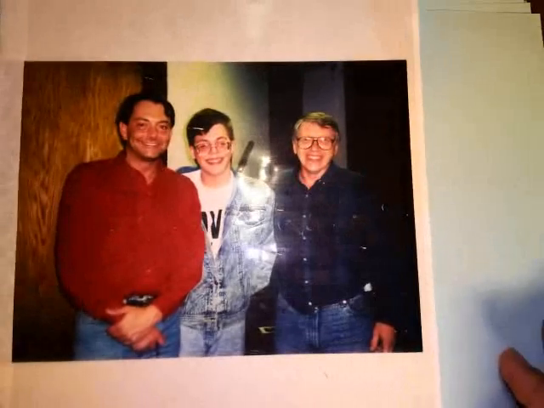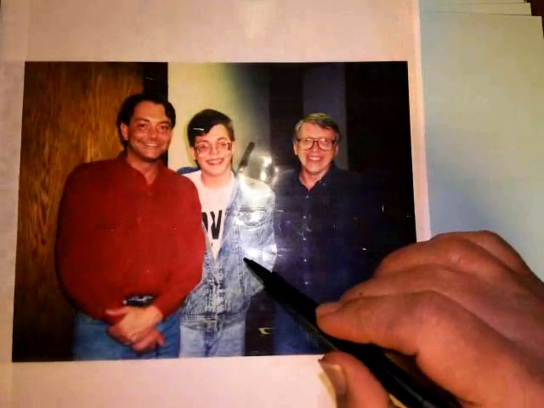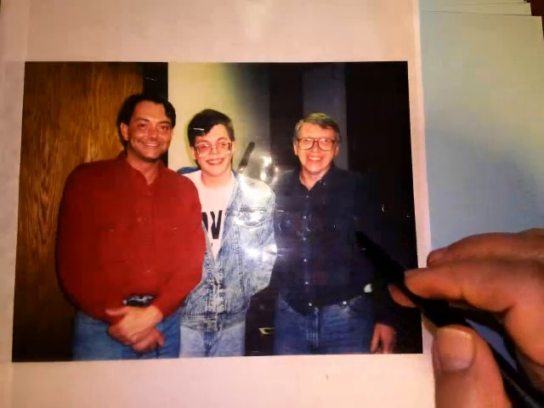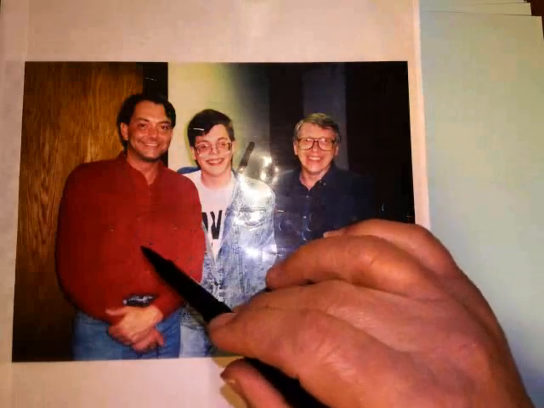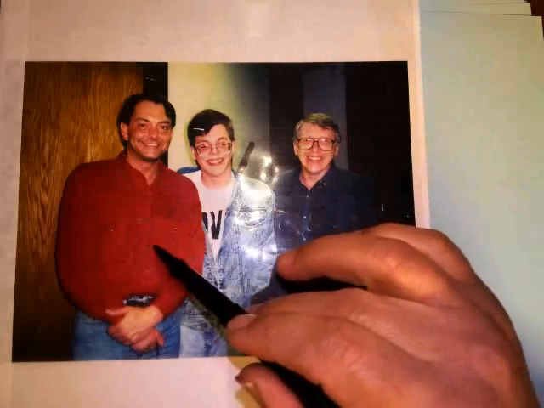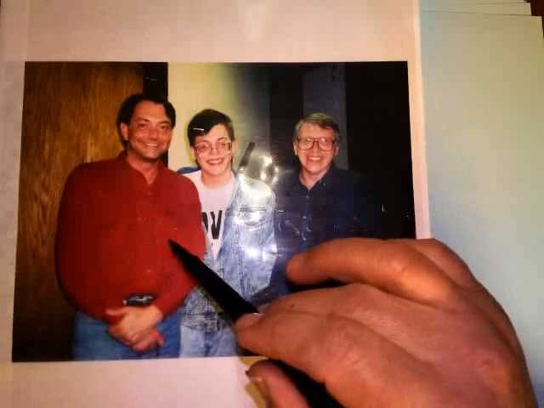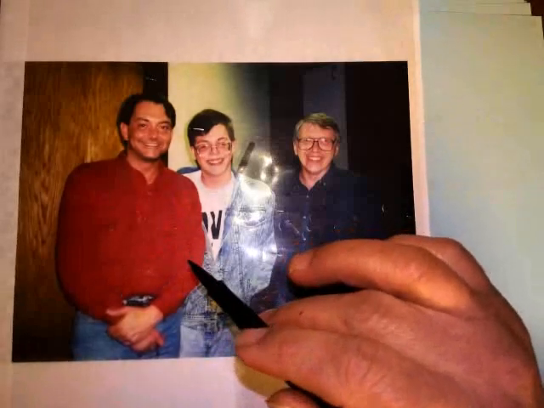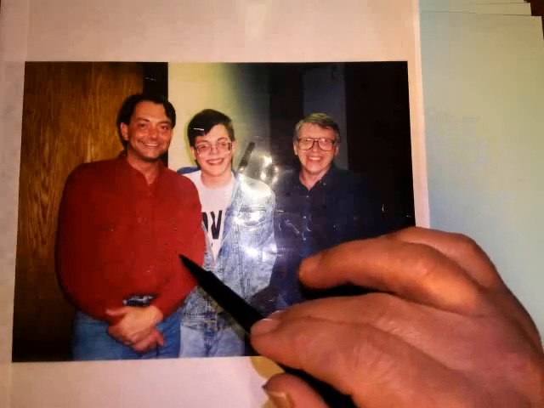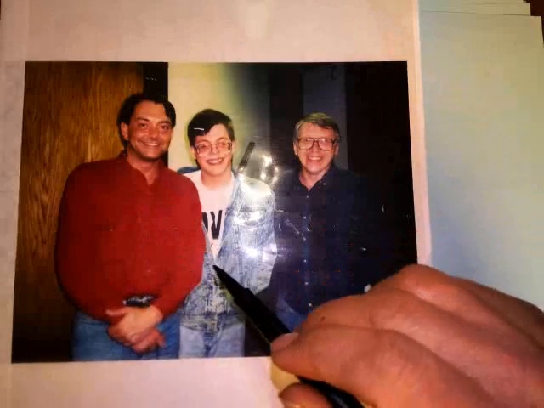That's pretty good. Okay, so this is a picture of me, and this is my dad over here, and this over here is actually Rich Mullins. I don't know if anybody knows who Rich Mullins is, but he is a Christian singer that my family really, really likes.